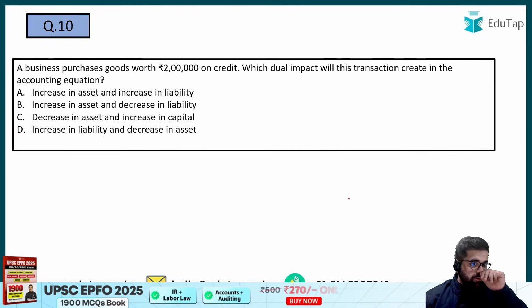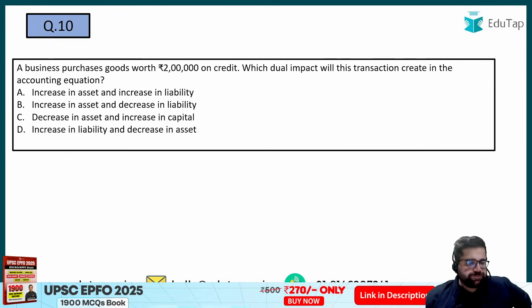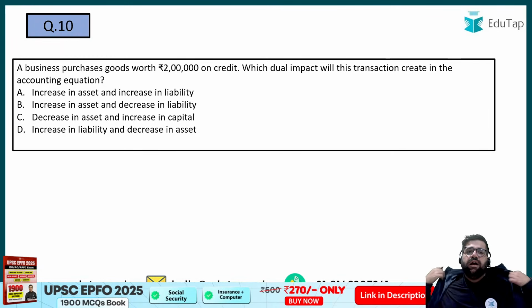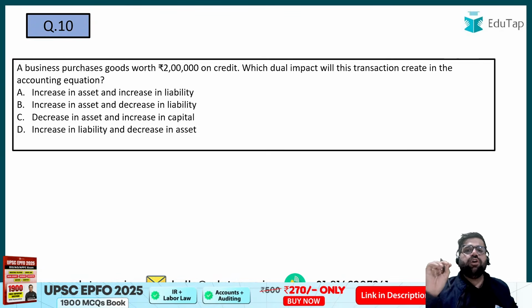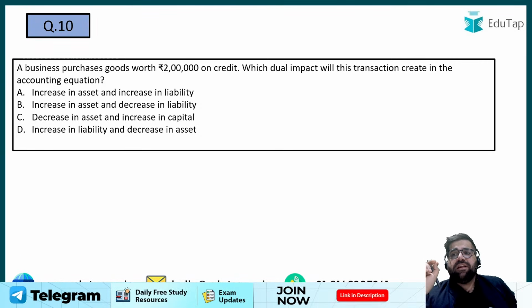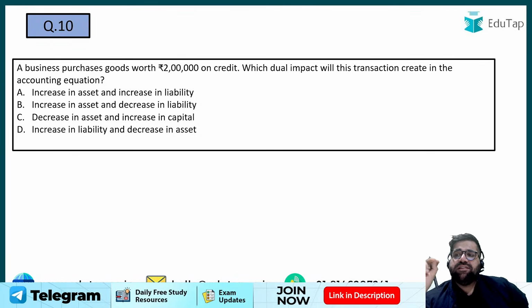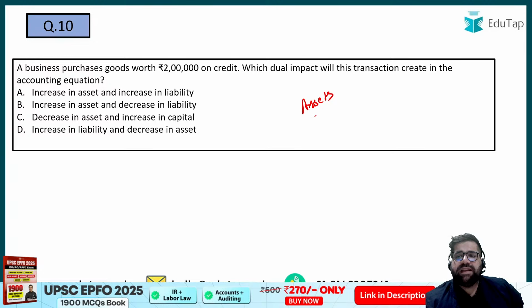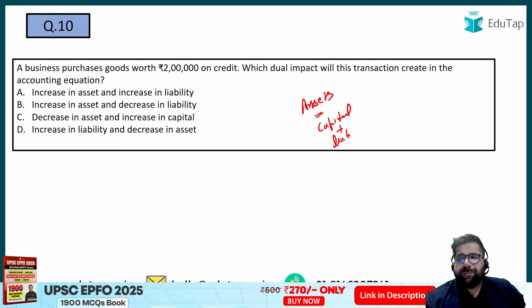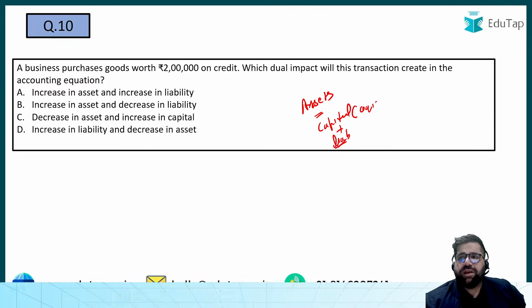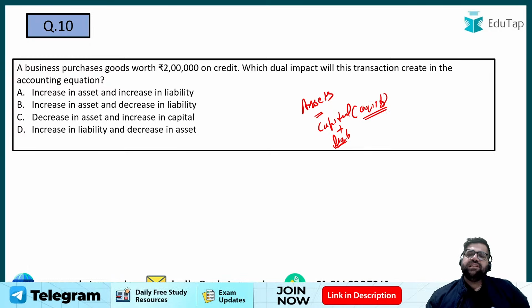Good. Question number 10 now, a practical question. A business purchased goods worth 2 lakh on credit with dual impact. Which dual impact will this transaction create on the accounting equation? Accounting equation is what, by the way? Assets, your properties, equals capital plus your liability. Capital can also be written as equity. So assets equals capital plus liabilities, or assets equals equity plus liability.